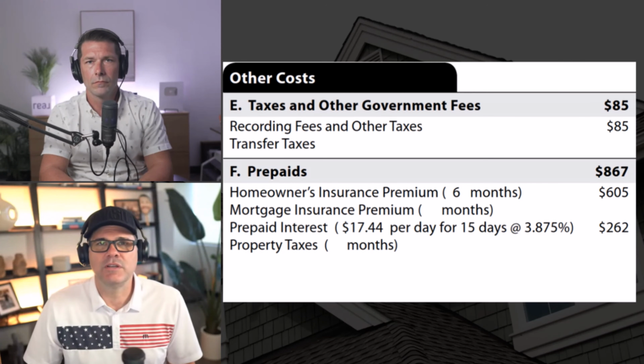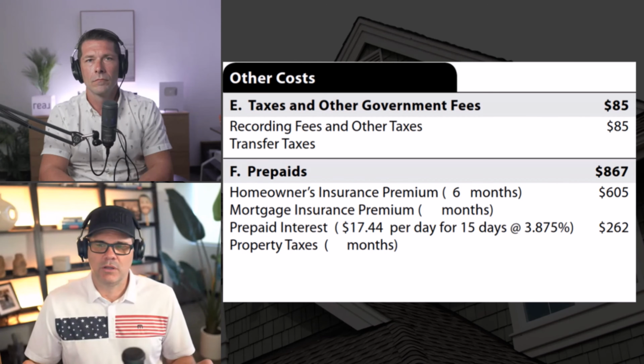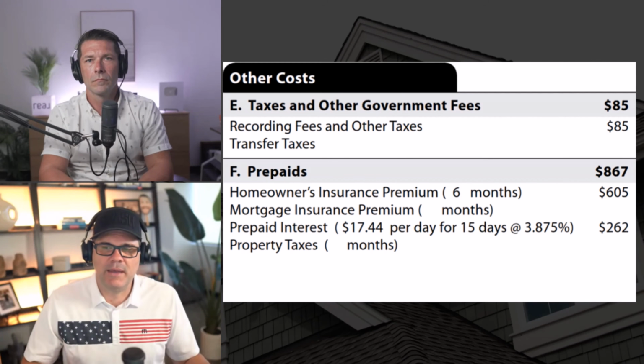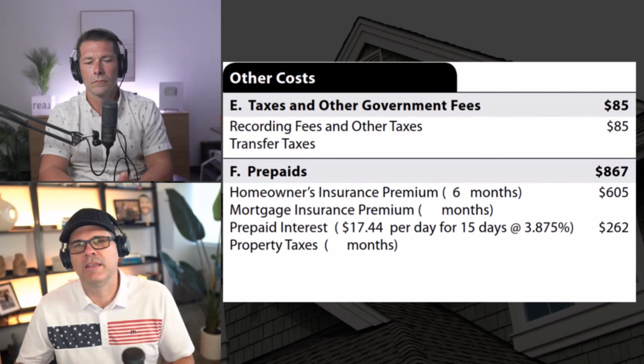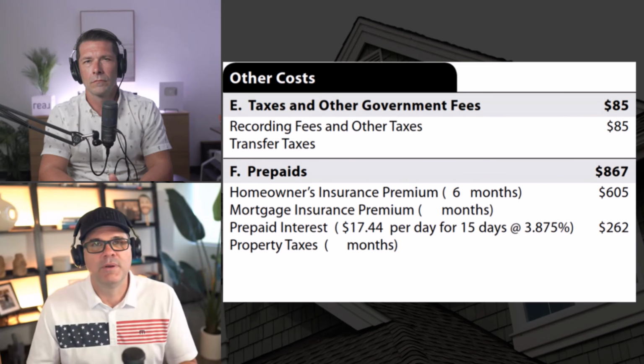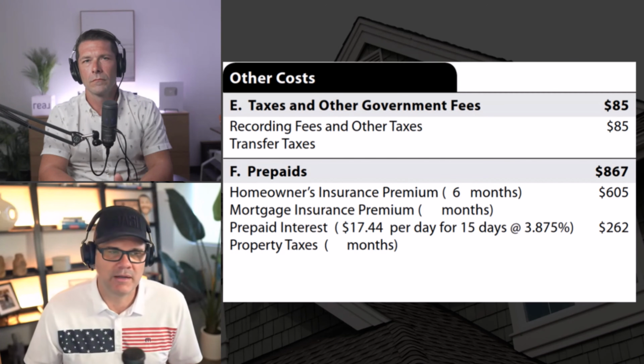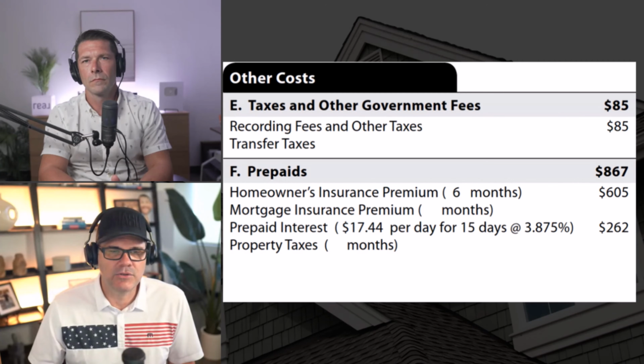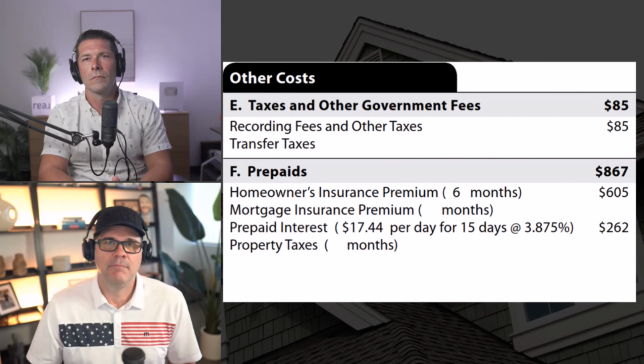Box F, the next one, is prepaids. A couple things we're going to look at: box F is prepaids, and box G is initial escrow payment at closing. People get hung up on this because some of the same charges are in those boxes. So let's look at prepaids. At closing, this example for some reason shows a homeowner's insurance premium of 6 months. Most lenders are going to require you to pay the first 12 months' premium.